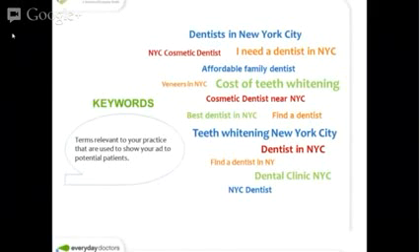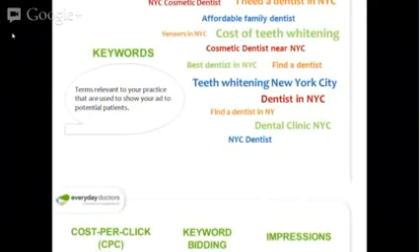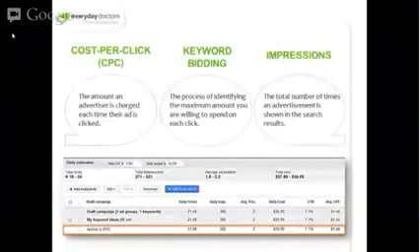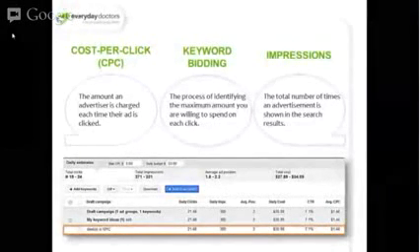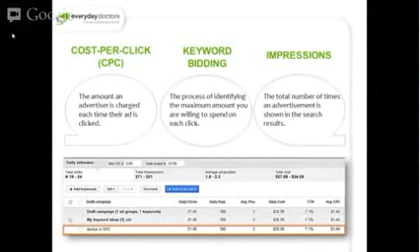The next definitions we are going to cover are cost per click, or CPC, keyword bidding, and impressions. Cost per click is the amount an advertiser, or you in this case, is charged each time their advertisement is clicked by a person searching. To determine your cost per click, you have to understand keyword bidding, which is the process of identifying the maximum amount you are willing to spend on each click. And impressions are the total number of times an advertisement is shown in the search results, and this volume depends on your budget and your cost per click.